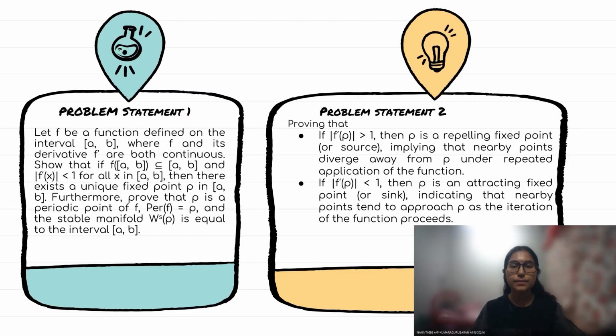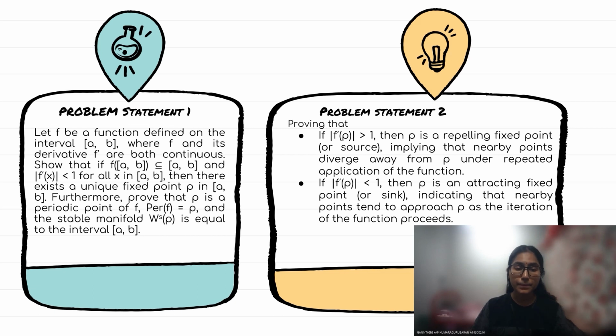Now let's discuss the problem statement. There are two problem statements where the first one is: let f be a function defined on the closed interval [a,b] where f and its derivative f prime are both continuous. So we will show that if f([a,b]) is a subset of [a,b] and the modulus of f prime(x) is less than 1 for all x in the closed interval [a,b], then there exists a unique fixed point P in the interval [a,b].